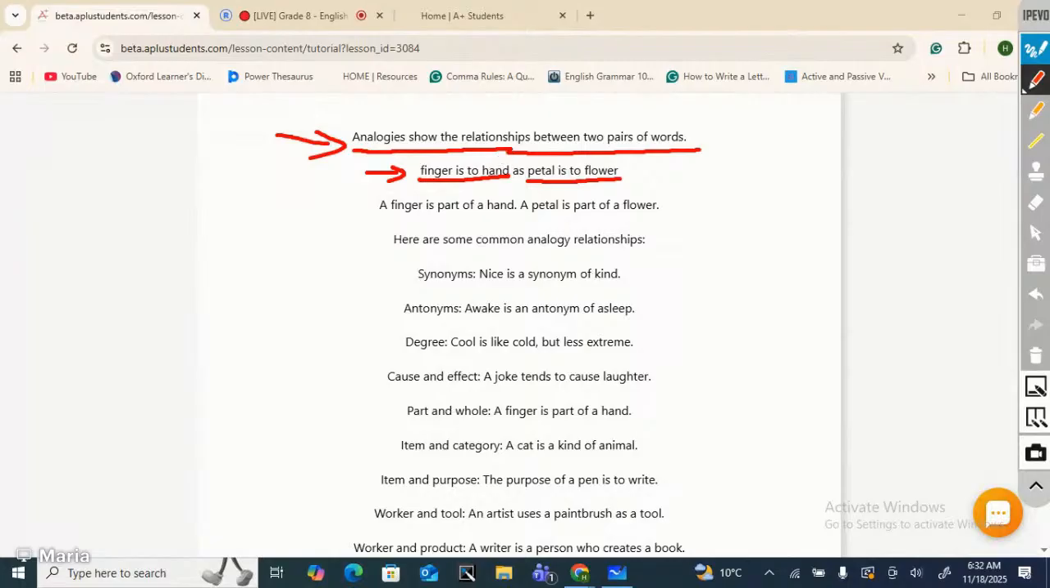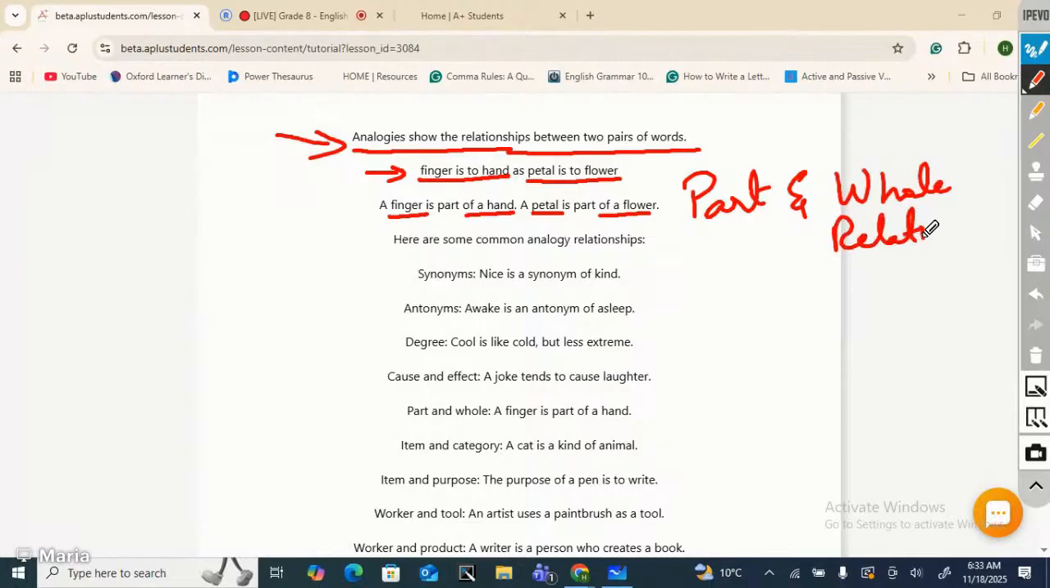And what is the relationship between these two pairs of words? A finger is part of a hand, and a petal is part of a flower. So here it is a part and whole relationship. So these two pairs have a part and whole relationship.